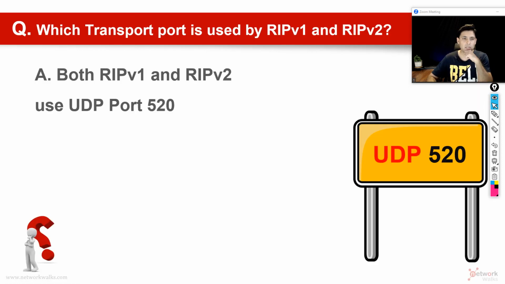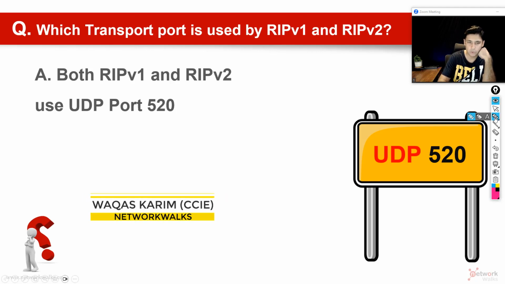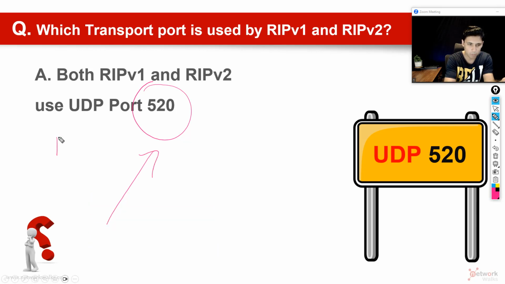Okay, next question is which transport port is used by RIP version 1 and RIP version 2? First of all, do they use separate or same? So both of them use UDP port number 520. There are two types of ports on layer 4 transport. We have either TCP ports or UDP ports. You already know TCP is for reliable transmission and UDP, user datagram protocol, is for fast transmission without any authentication, anything. So it uses UDP and it uses port number 520. Very important question.